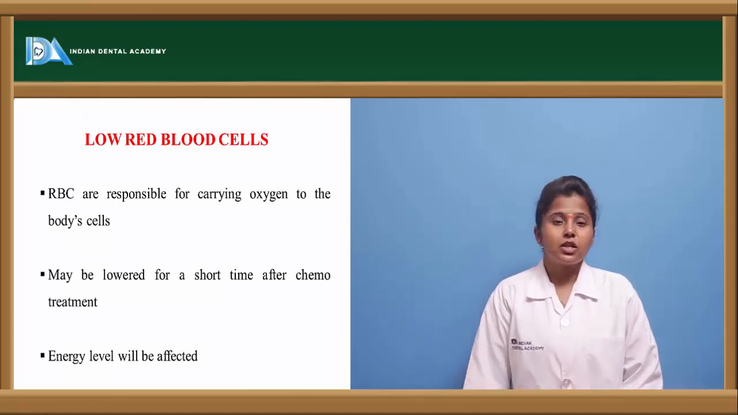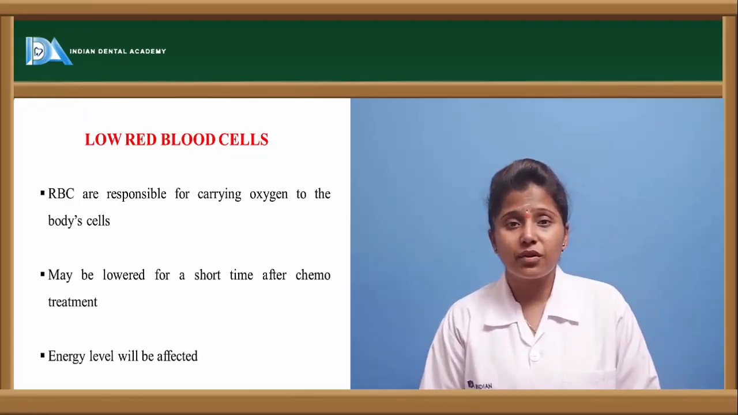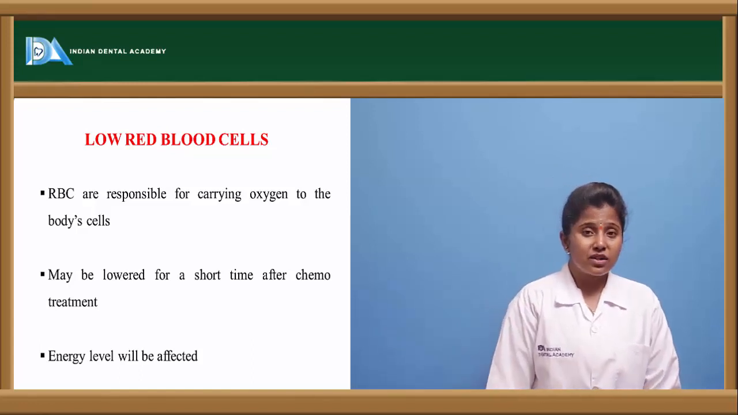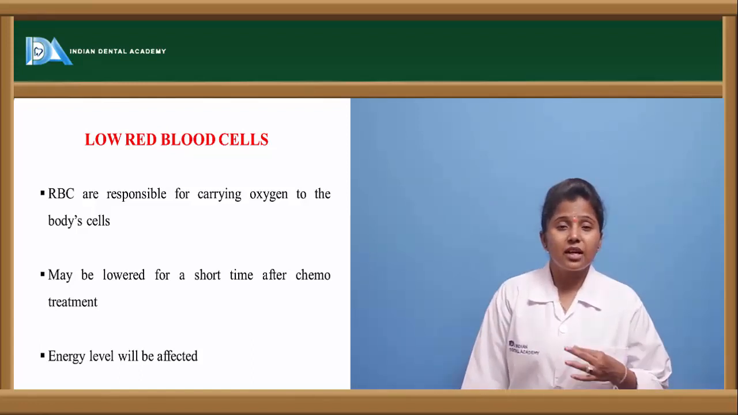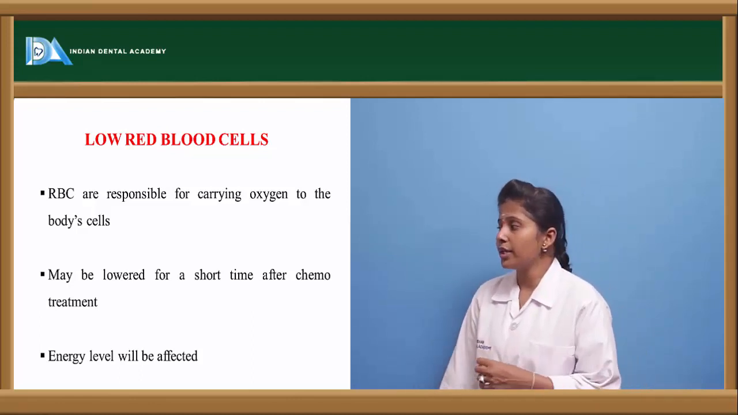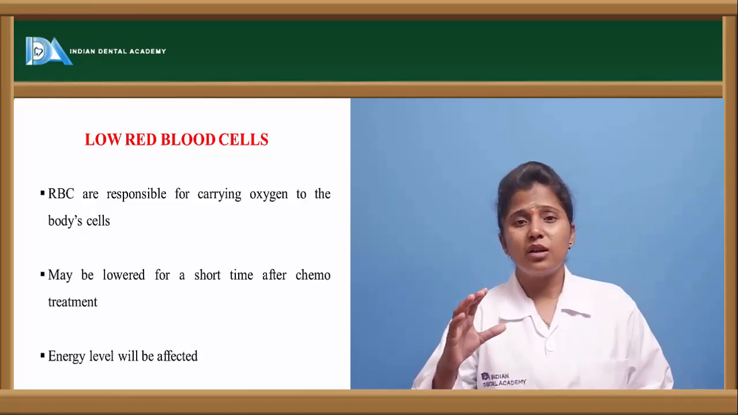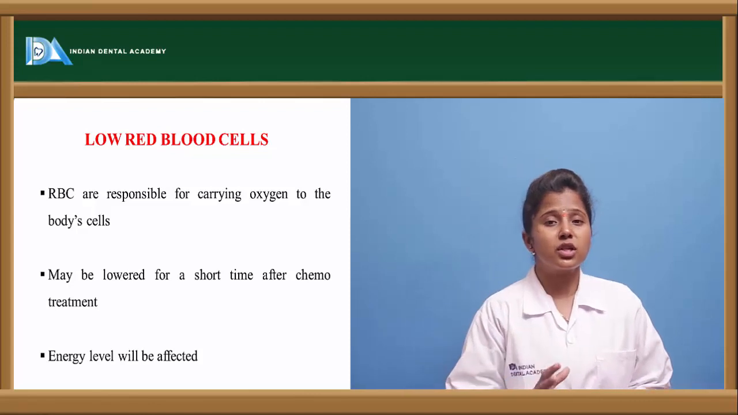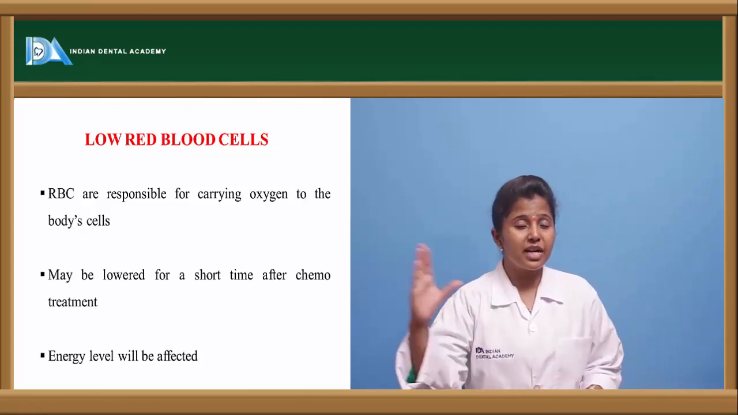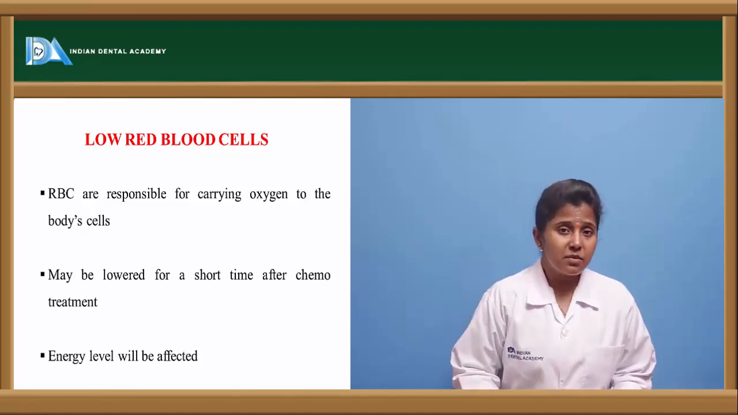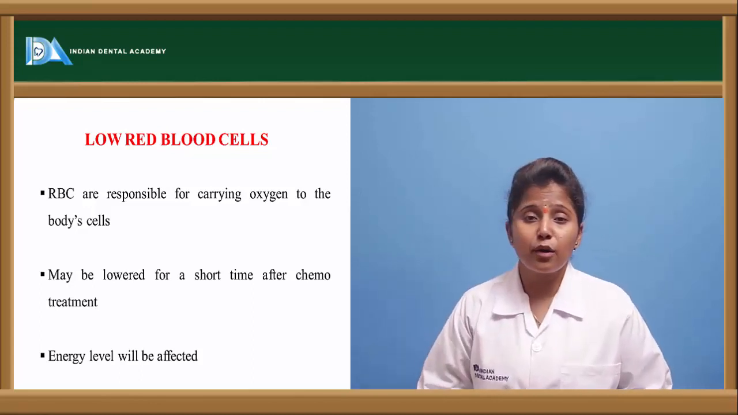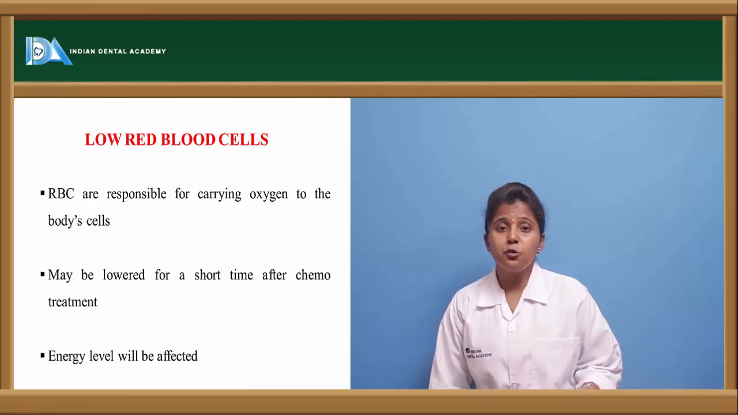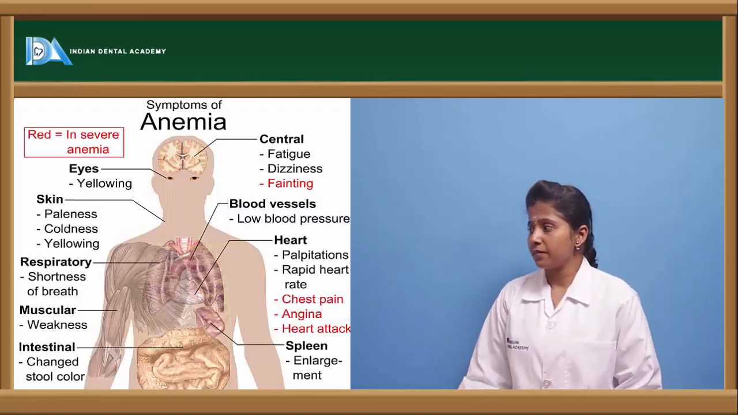Low red blood cells. The RBCs are one of the important cells which carry oxygen, they supply the oxygen all over the body. So if the red blood cells are lowered, the lowering is only for a shorter period of time. Chemotherapy is given and only for a short period of time the red blood cell count will be reduced. But if this situation persists for a longer period of time, then it may lead to anemic conditions.